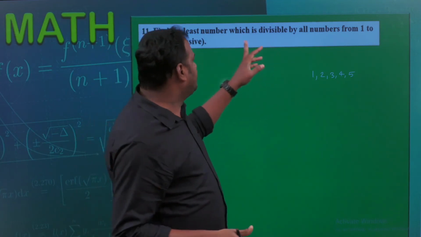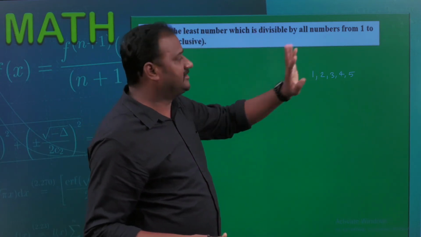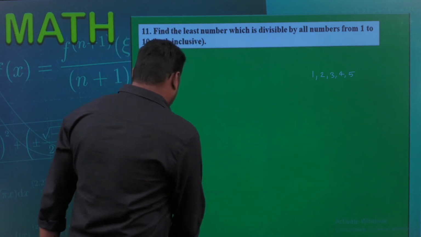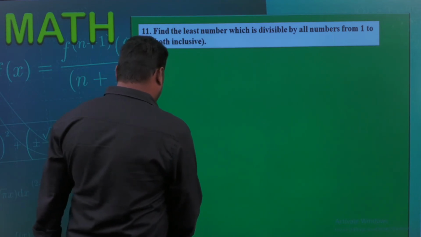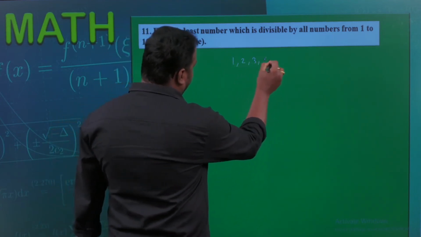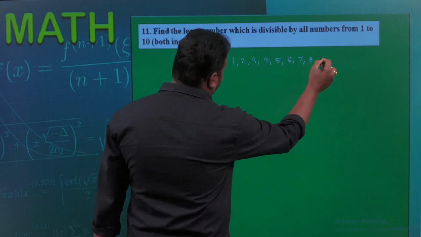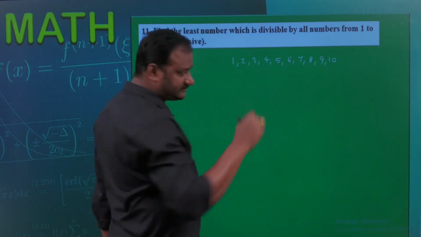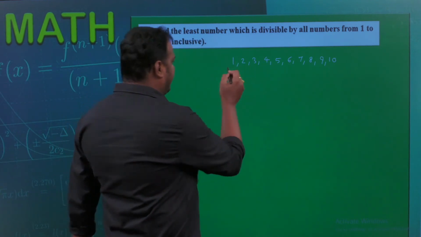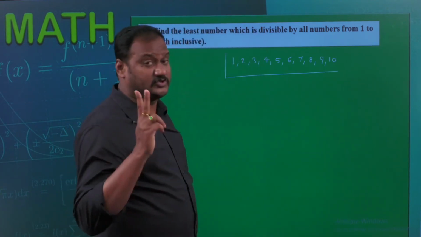So in order to find the least number which is divisible by all the numbers from 1 to 10, and 1 to 10 includes both, I am going to take the numbers 1, 2, 3, 4, 5, 6, 7, 8, 9, 10. Again, you know the L method for finding the LCM of the numbers. Okay, let us start from 2 onwards.